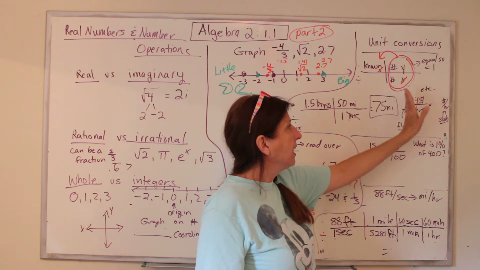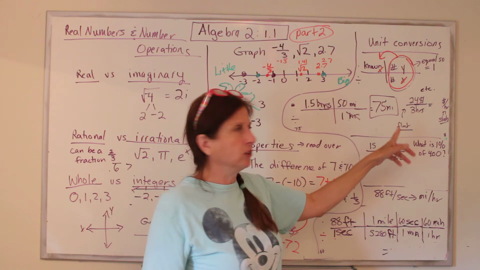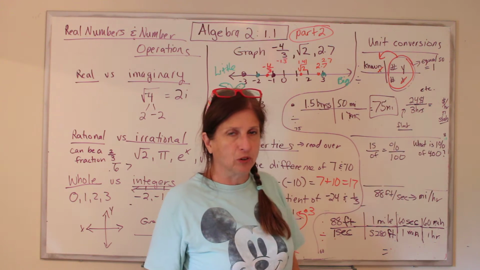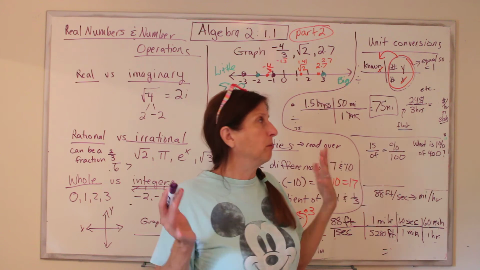Okay, here's another one. This time we don't have to do the railroad tracks. We were making $24 in 3 hours, and we want to know how much we're making per hour.